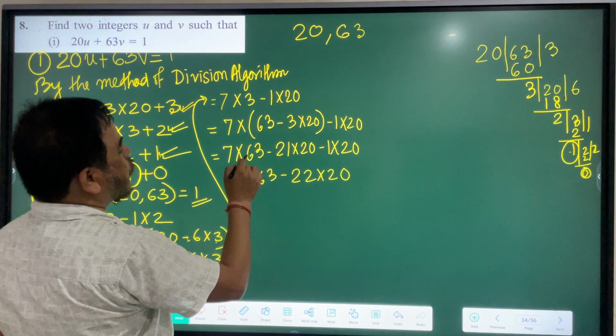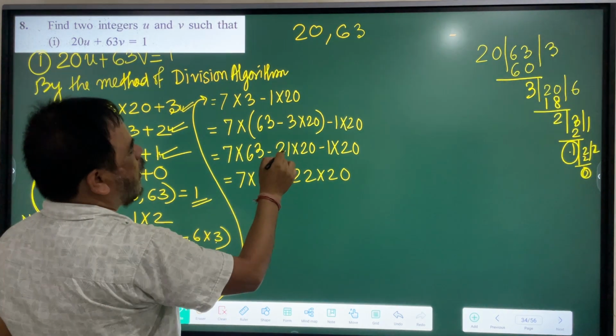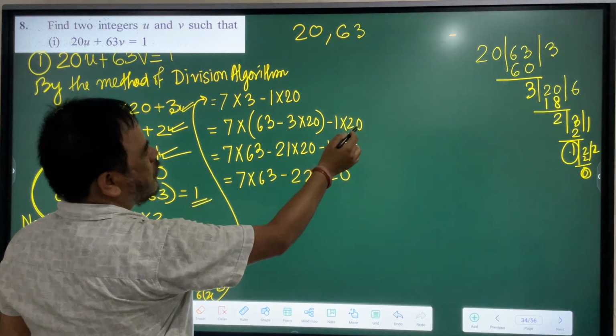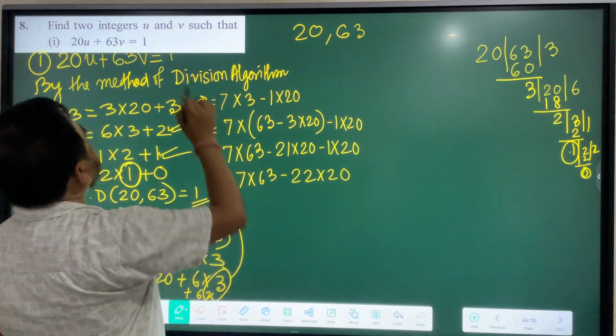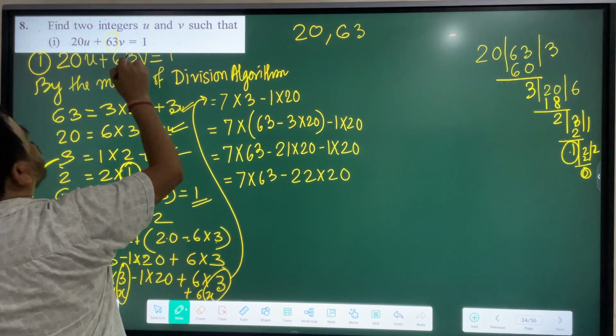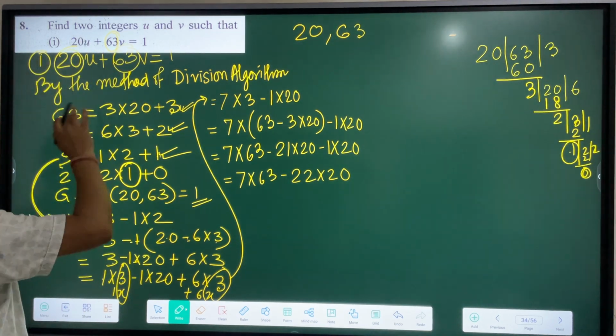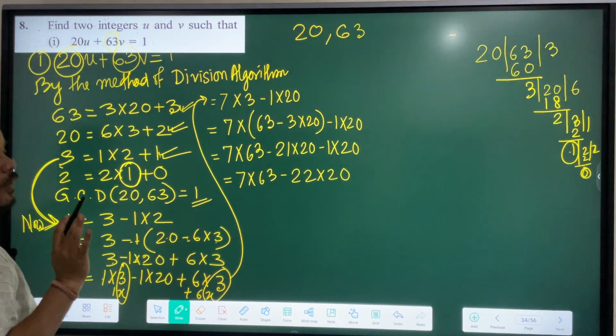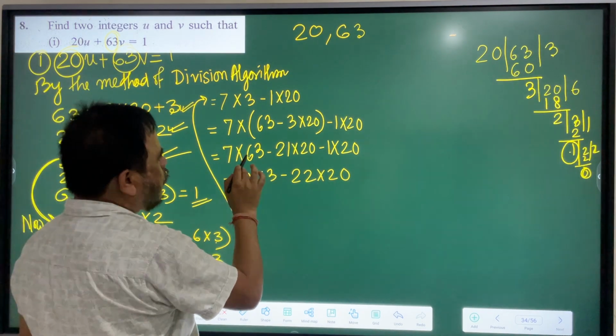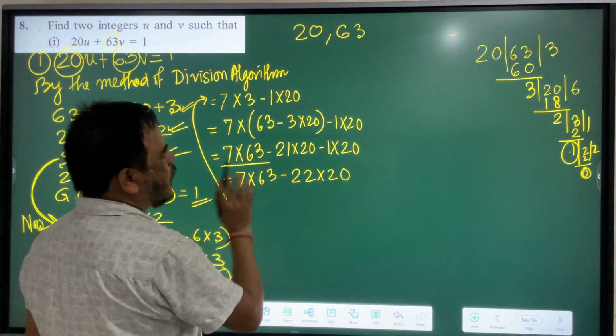So 7 into 63, 7 into 3, 21 into 20, minus 1 into 20. So we are trying to get 63 and 20. Our aim is to get 63 and 20 anyhow. So 63 we have got already, so this one we are not going to change anywhere.